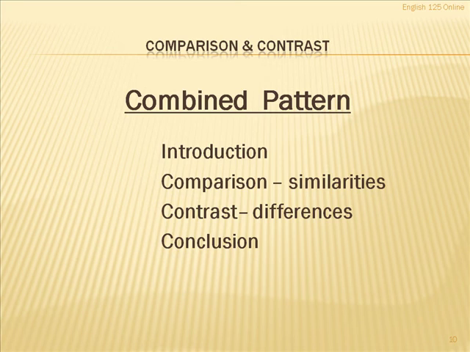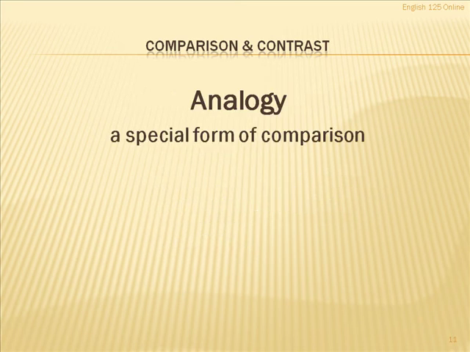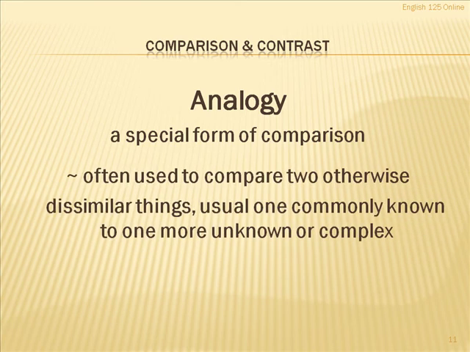Alright. Now, there's a special form of comparison known as an analogy. An analogy is often used when you are comparing two otherwise dissimilar things. Usually it's one that's more commonly known and one that's not well known or is complex in nature. An analogy would be like your counselor talking to you about the ladder to success. Okay?